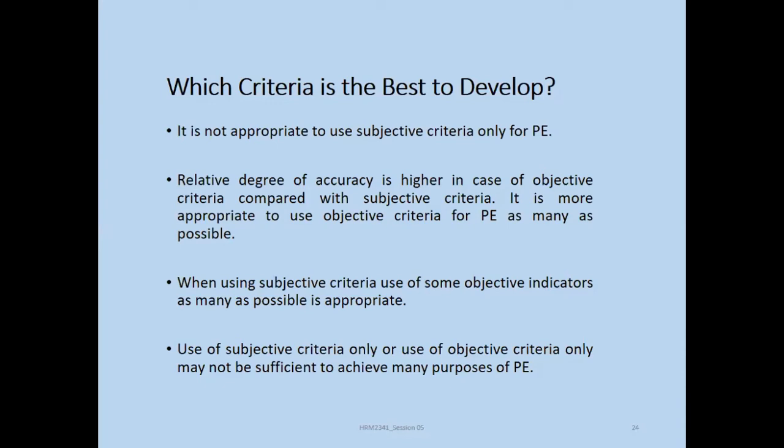The relative degree of accuracy is high when using objective criteria, because objective criteria can be measurable as well as quantifiable. It is more appropriate to use objective criteria for performance evaluation, as many as possible. If you can evaluate based on the objective criteria, it is best. But based on the nature of the job, relying only on objective criteria, the performance evaluation is not practical. To some extent, subjective criteria are required. When using subjective criteria, the use of some objective indicators, as many as possible, is appropriate.